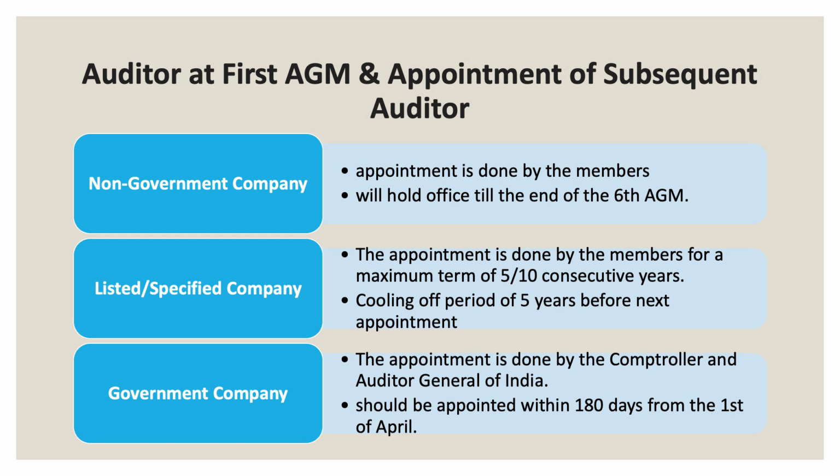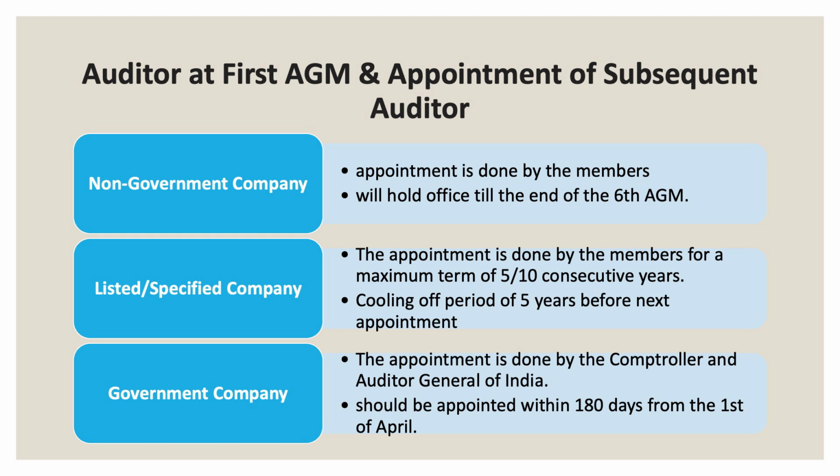So, I will repeat, in the case of a listed and specified company, if a subsequent auditor is to be appointed, they can be appointed for a period of 1 term, that is 5 years, or for a period of 2 terms, that is 10 years. And if the company wants to continue with the same auditor after the 2 terms, they cannot appoint that auditor for the next 5 years. They will have to wait for the 5 years to lapse, which we call the cooling off period, and the auditor can be appointed only after the 5-year period for further appointment.